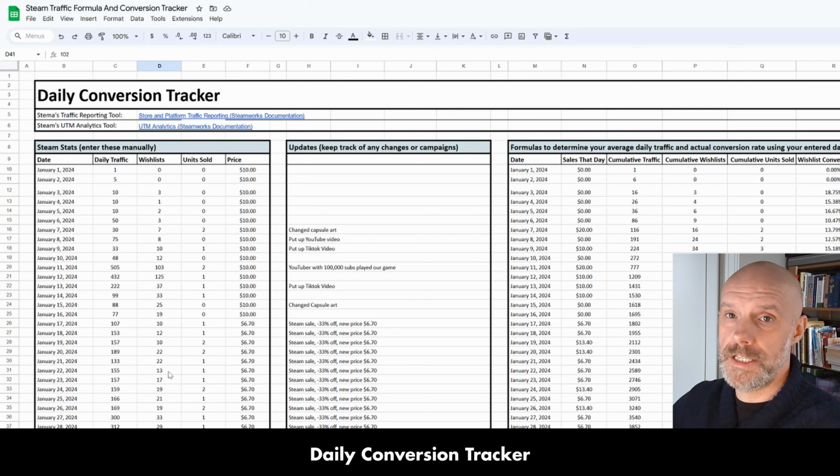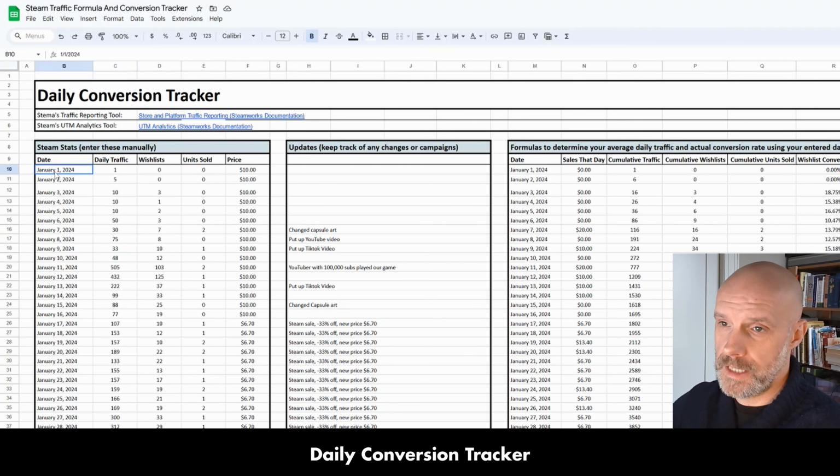And what you'll notice is that you'll track the following stats. So you have your daily traffic, then you'll have your wish lists, and you'll have your units sold, and then your price. This is where you're going to be entering your own data using the Steam traffic tools, right? And again, the links are in the description below. All right, let's keep going. I'll show you how all of this works. So here's my example, and I basically entered this manually myself. And like I said, you'll have to manually enter all this data yourself.